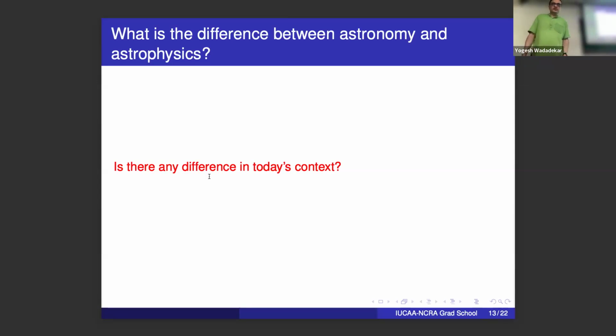Correct. So traditionally, you had these two separations. Astronomers were the guys who are sitting with the telescope. They're making some observations. They're gathering some data, and they're giving that data to the astrophysicists, who are then applying the laws of physics to that data and trying to interpret and analyze and understand what's going on. Okay. So that was the difference. And until about 100 years ago, there was a real difference like this. Now, in today's context, it's very difficult to continue making that distinction.